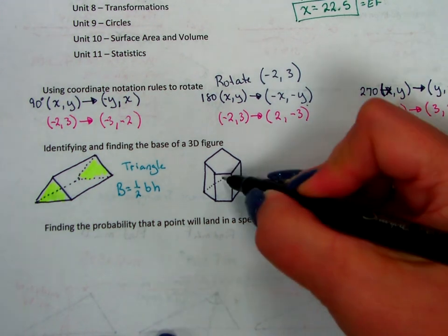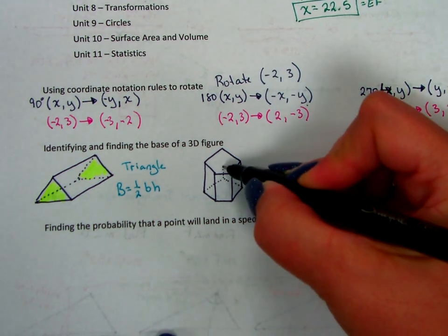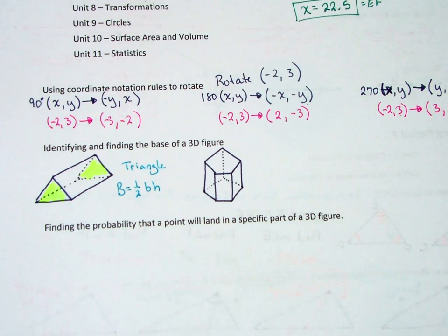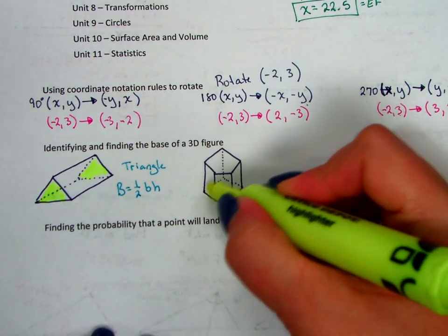And then to draw the pieces that we can't see, I'm going to mirror this piece here. And I'm going to mirror this piece here, dotted. And then I'm going to connect from where those came together to the top. And we drew a 3D prism.